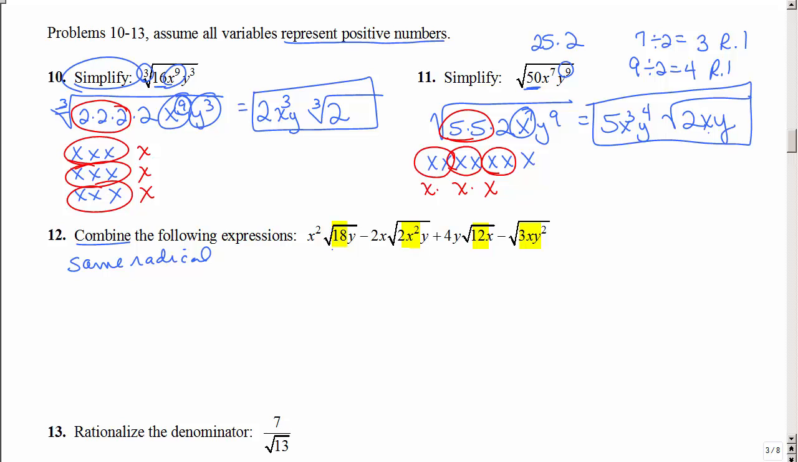So 18. Again, 18 is 3 times 3 times 2, or you were taught 9 times 2. This one is x times y. 12 is 2 times 2 times 3.